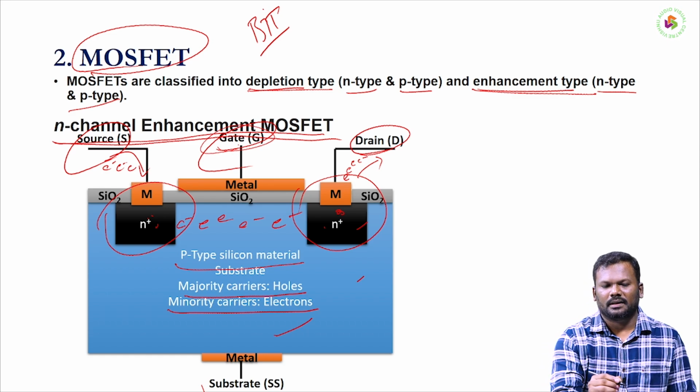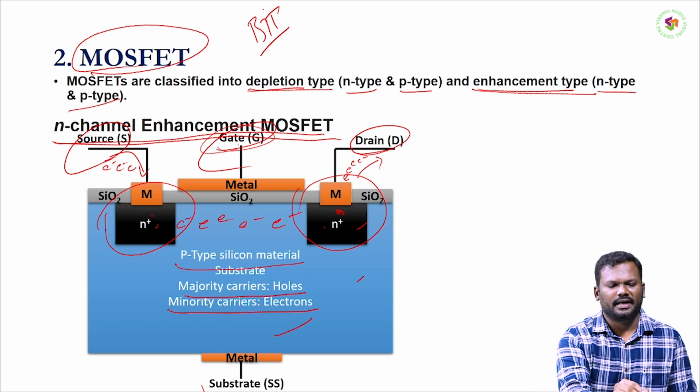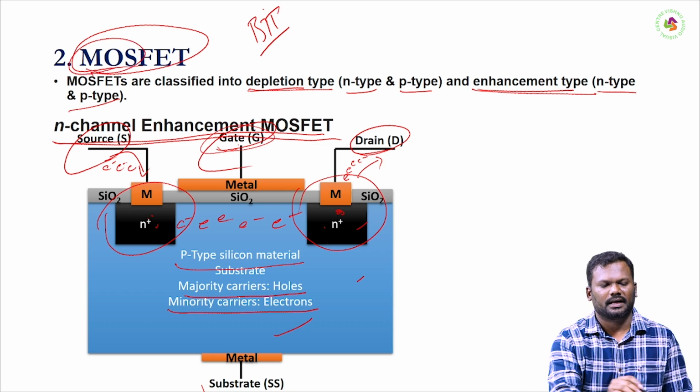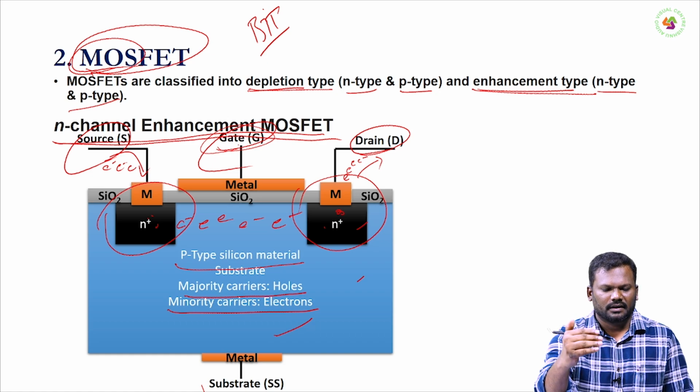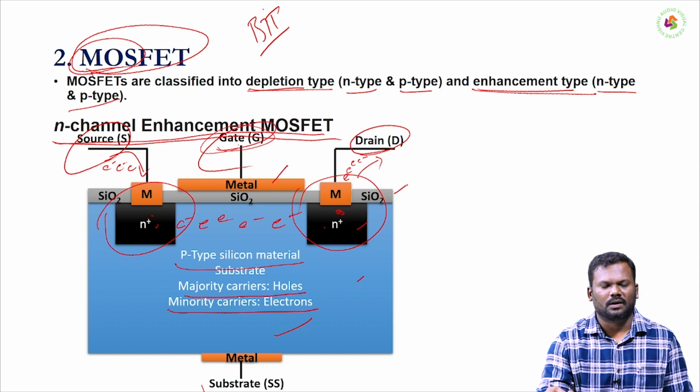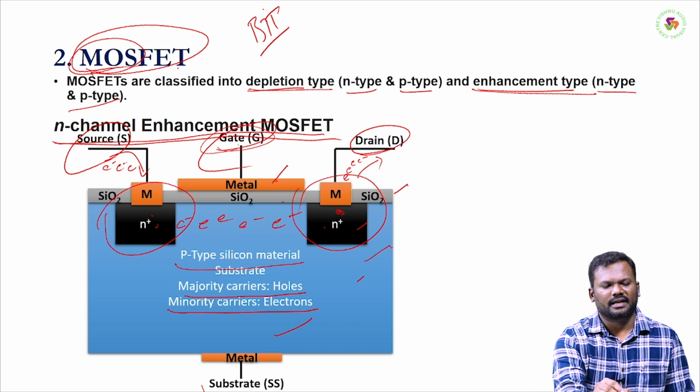So in the beginning of the MOSFET I told you why it is called MOSFET: metal oxide semiconductor. If you read the names of these layers from top to bottom, the first one is the metal, the second one is the oxide, and the third one is the semiconductor. That's why we call it metal oxide semiconductor field effect transistor.